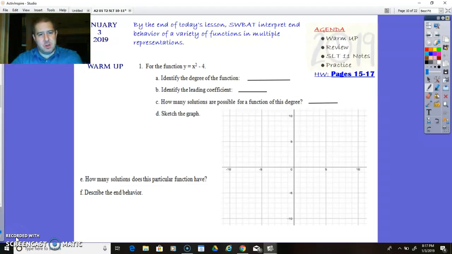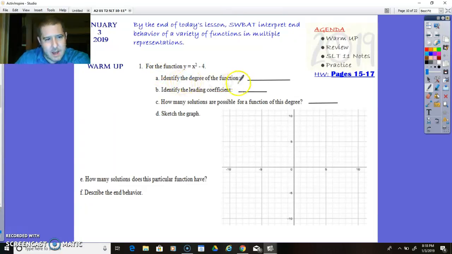This is Algebra 2, Unit 2, Topic 2, SLT number 11. We're getting into polynomial functions again, but we're going to be talking about end behavior, and how the even or odd degrees change. Now, not even and odd functions, we'll get to that in another video, but just the degree of that function.